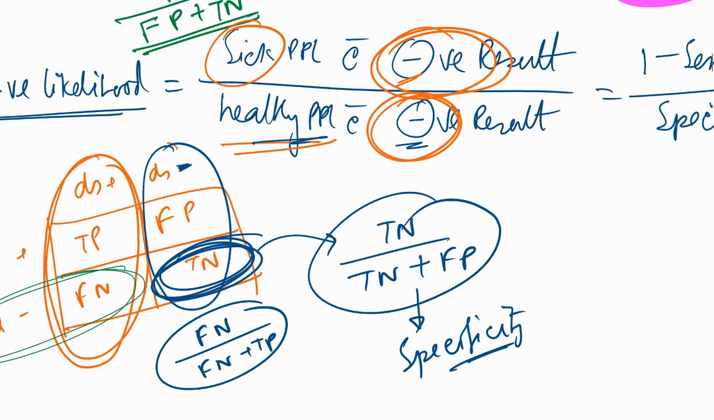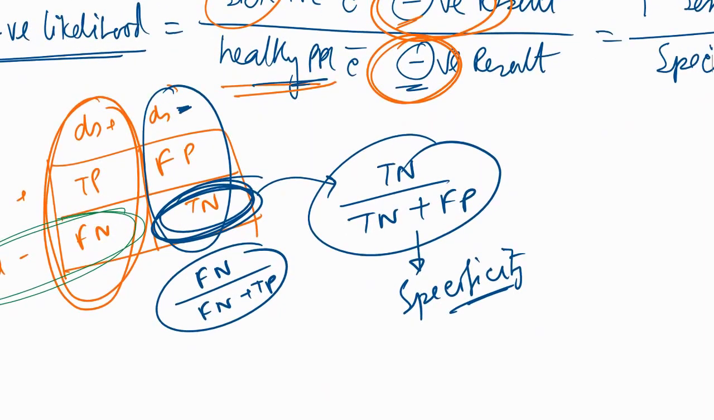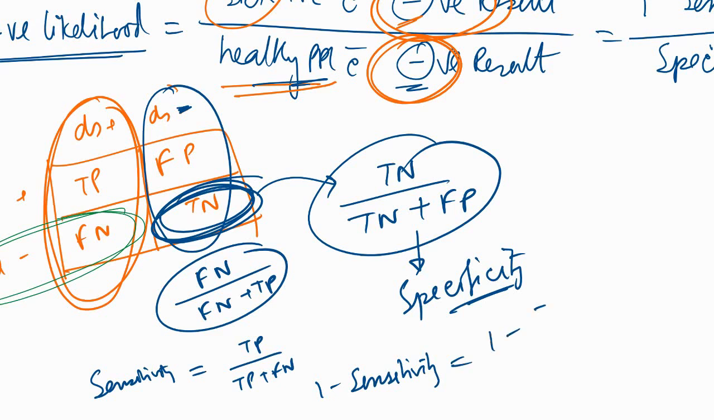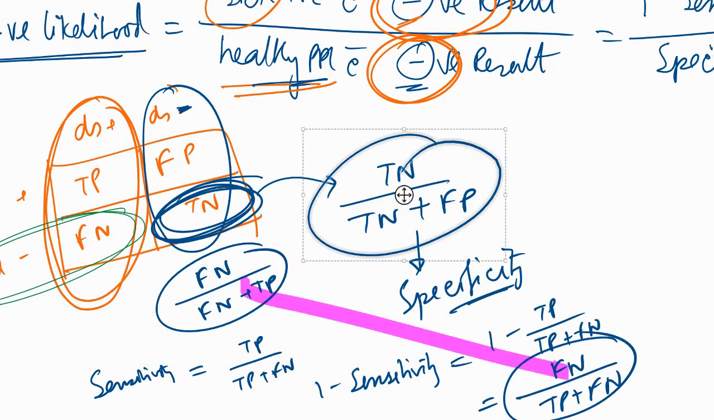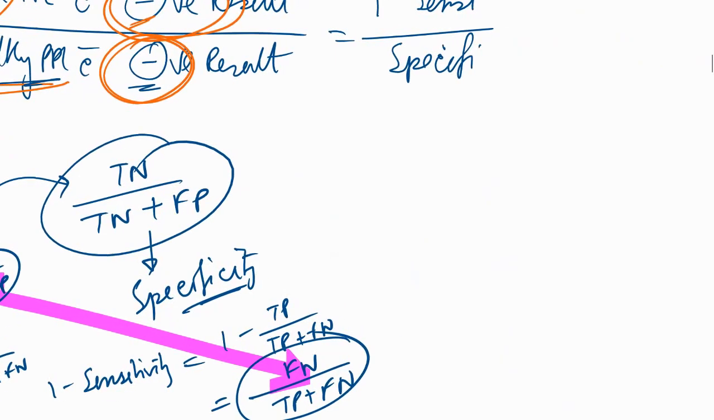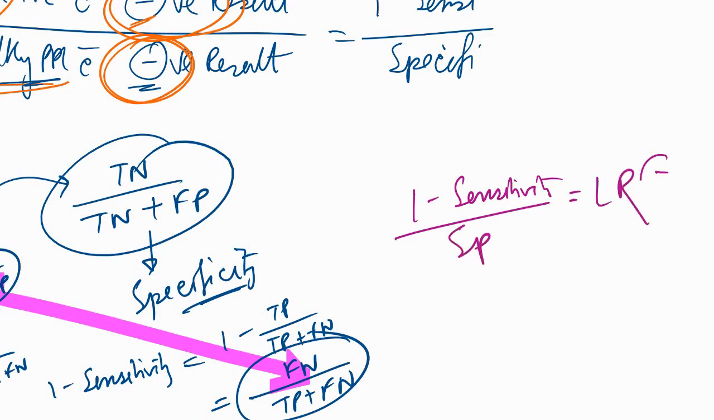Okay, and the sensitivity is equal to true positive by true positive plus false negative. 1 minus sensitivity is equal to 1 minus true positive by true positive plus false negative, that is true positive plus false negative minus true positive, which is false negative over the same denominator. So these two are the same. That's why the negative likelihood ratio is 1 minus sensitivity by specificity.